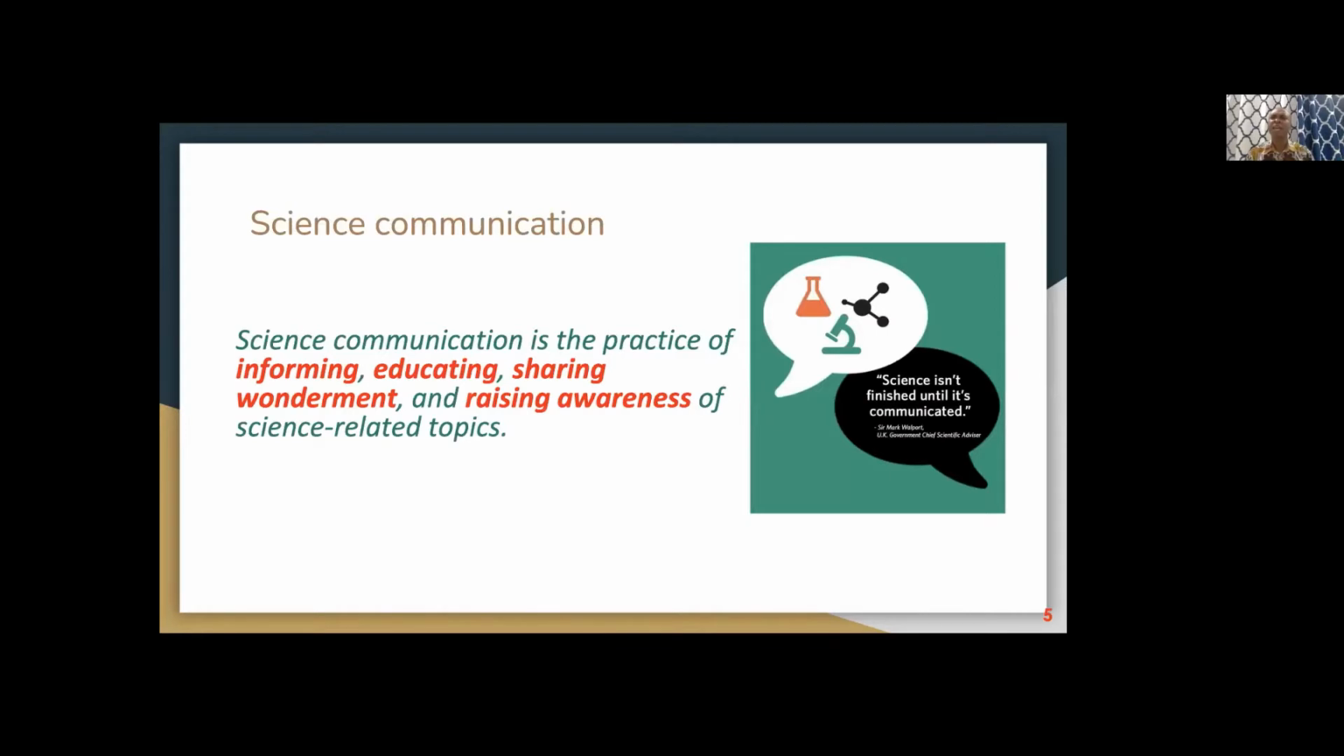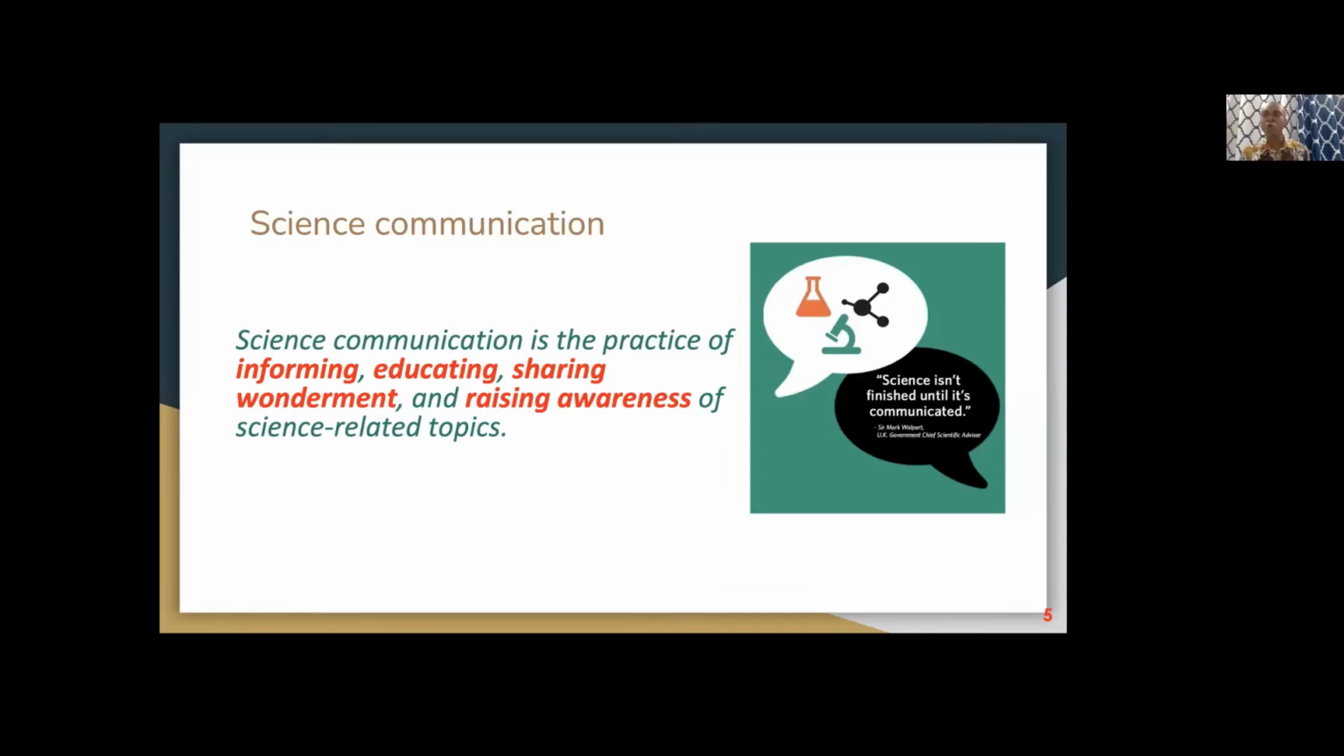Let's try and understand what science is. I think that first and foremost, we must know the 4 cardinal pointers, whatever may be considered science communication, so that we would know whether what we are doing is really science communication or it is not.